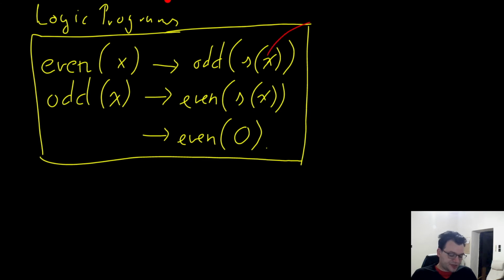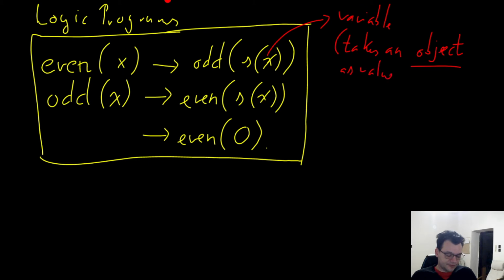So basically, what are these? The x in such a program is a variable. If you are familiar with first order logic, I hope you are, then these are first order variables. So variables take an object as value from some set of objects, which here is called a universe.